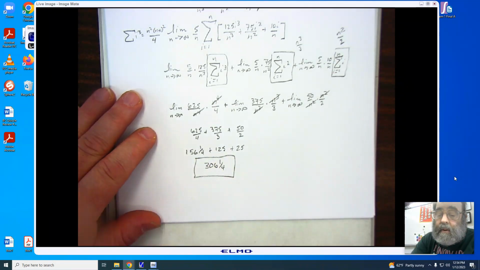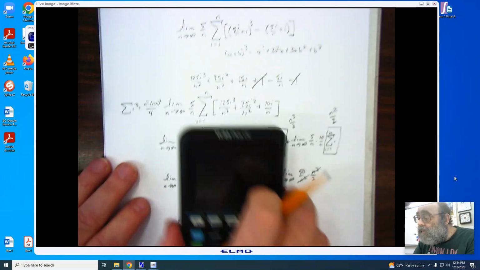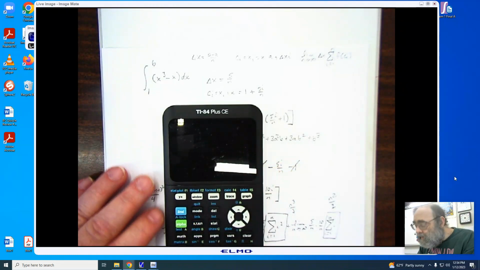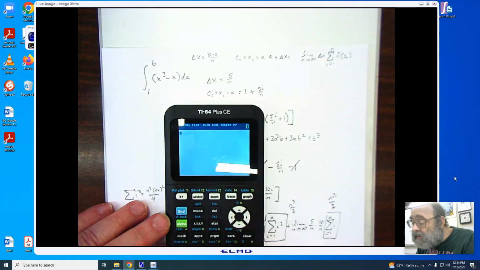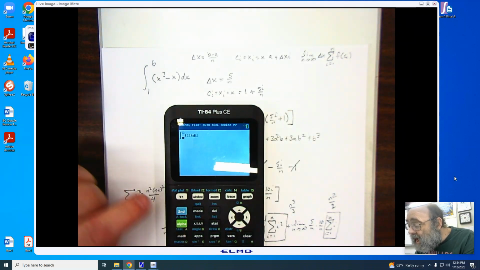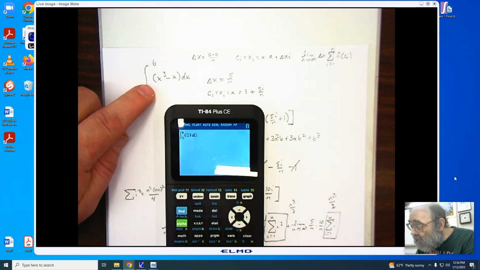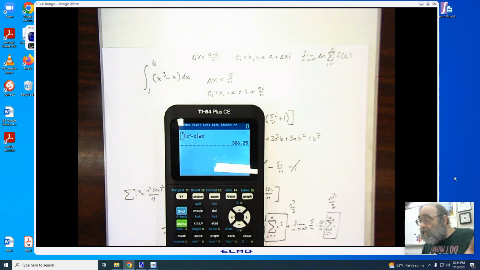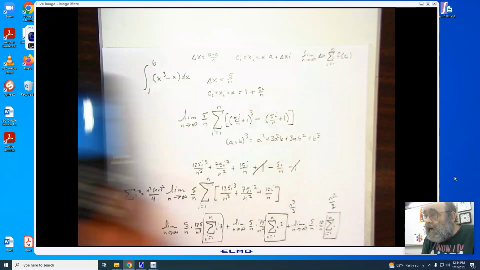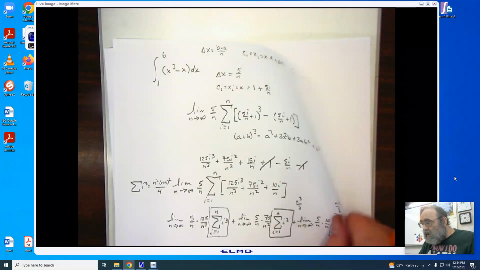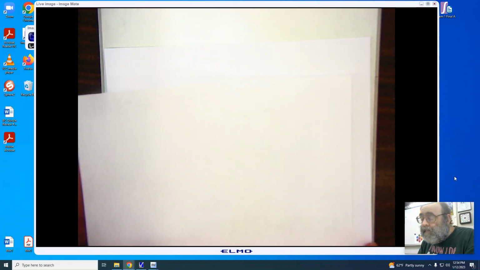This is my answer. We're now going to check our work by going back to the original problem, putting it into our calculator, and seeing what we get. Math 9, from 1 up to 6, and now we're putting in our x cubed minus x dx, and we should get 106.25. Ta-da! Pardon, 306.25. And it's the answer. All right, let's go ahead and take a look at number 4 now.